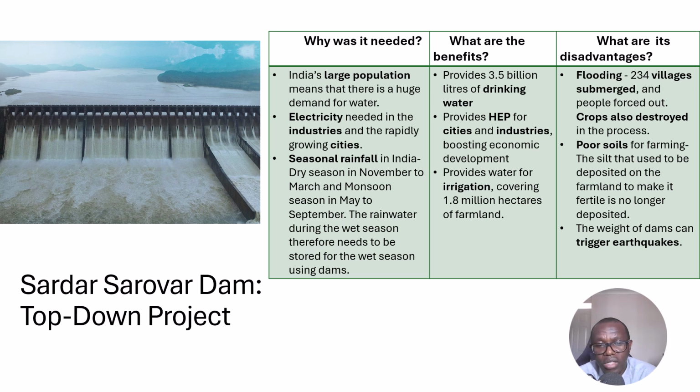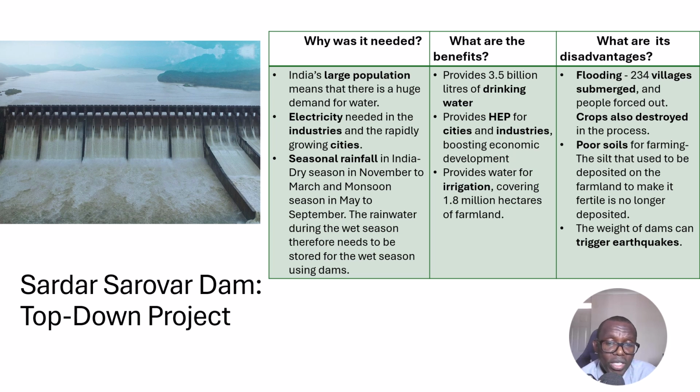Now, India has got two seasons in terms of rainfall. They have a dry season, which is between November and March, and then they have the monsoon season, where they get very heavy rainfall between May and September. That means that if they do not manage their water effectively, then they will have severe water shortages during the dry season. So during the wet season, this dam can be used to store water for the dry season.